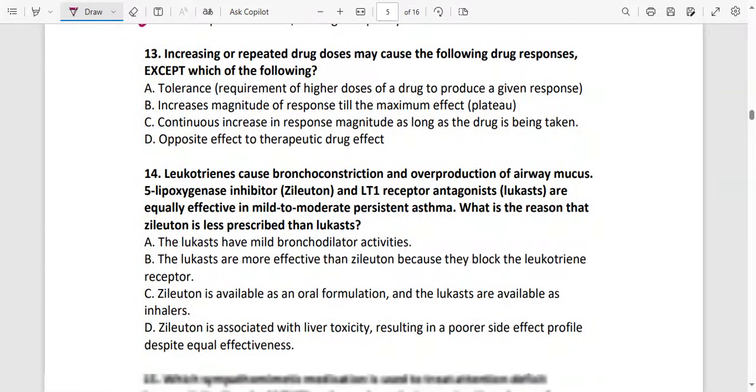Number 13. Increasing or repeated drug dose may cause the following drug responses, except which of the following? A. Tolerance, which is the requirement of higher doses of a drug to produce a given response. B. Increases magnitude of response till the maximum effect plateau. C. Continuous increase in response magnitude as long as the drug is taken. D. Opposite effect to therapeutic drug effect.